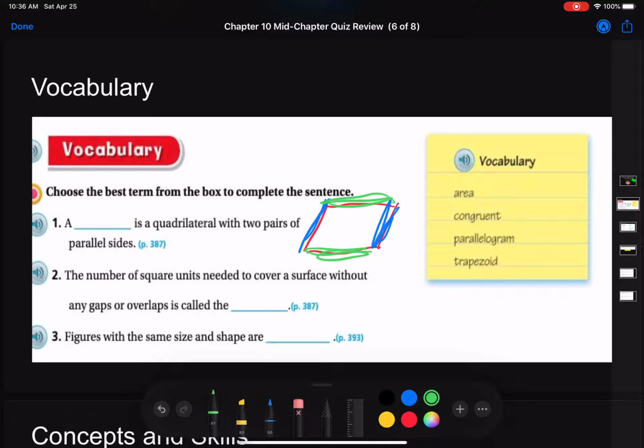So for number 1, you would pick parallelogram, and I just went brain dead on trying to spell parallelogram, even though it was right in front of me.